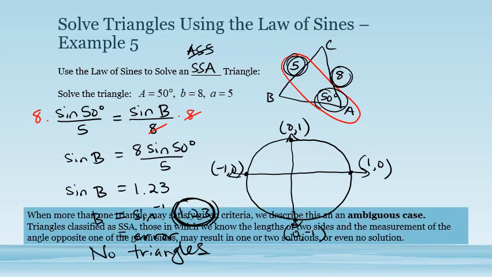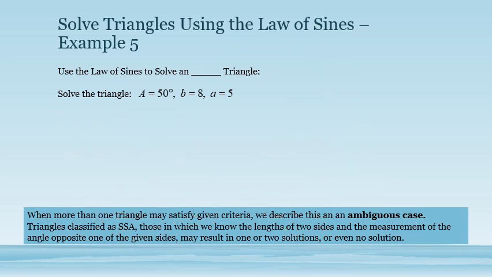And so the conclusion that we can make, let me erase my screen. The conclusion that we can make is that when more than one triangle may satisfy given criteria, we describe this as an ambiguous case. Triangles that are classified as side-side angle, which we've seen 3 of those, in which we know the length of 2 sides and the measurement of the angle opposite one of the given sides, may result in 1 solution, 2 solutions, or even possibly no solutions. Now, the only time that you have to worry about this is in the side-side angle.